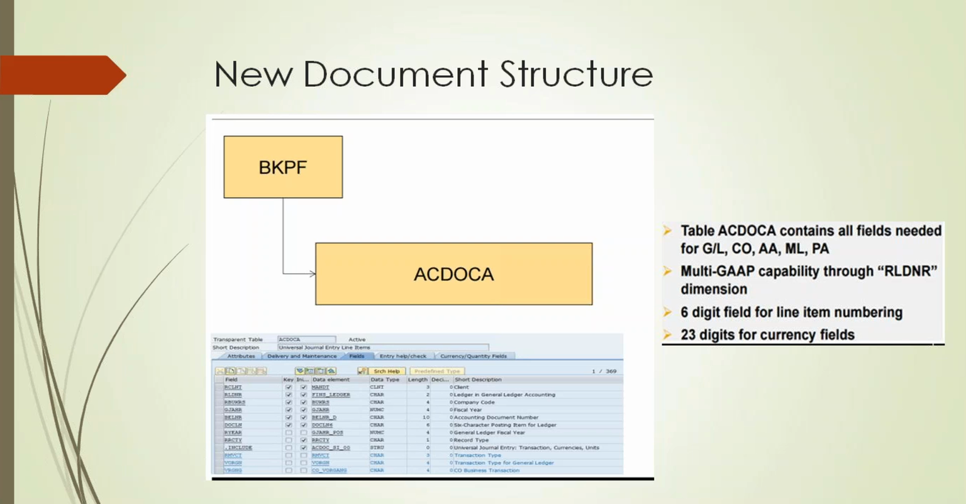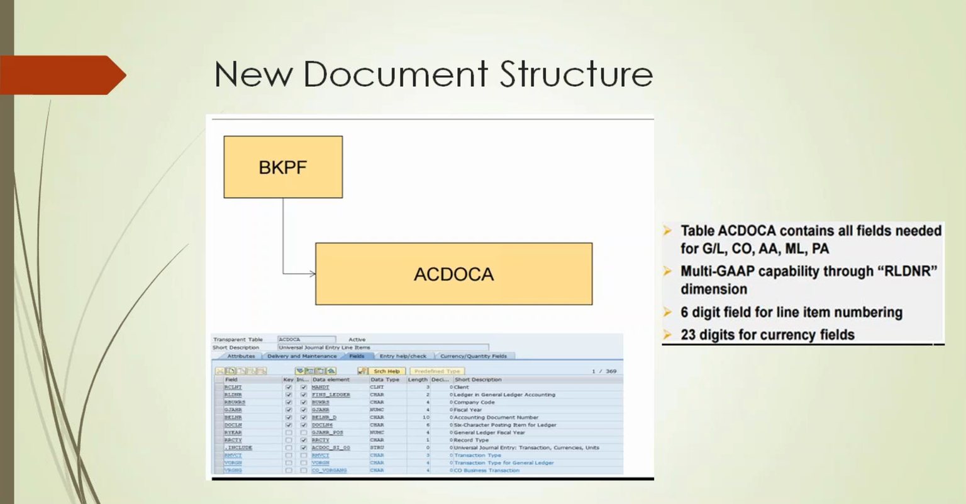That's why there is this multi-GAAP capability through RLDNR, which is nothing but the ledger. So if there is a document with 2 lines, and apart from the leading ledger there are 3 non-leading ledgers, then 2 into 4, 8 lines will be stored in the ACDOCA table.